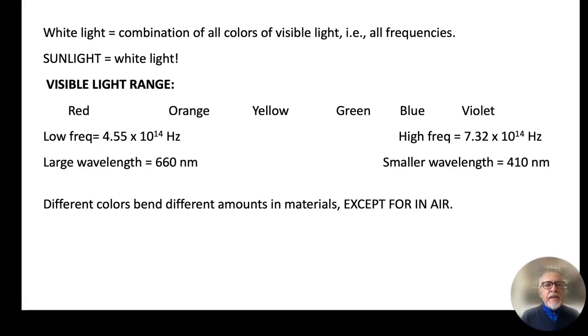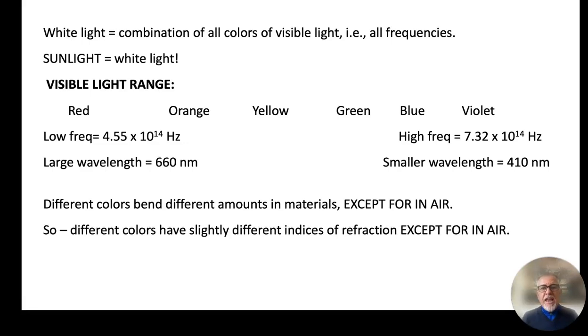Now, here's the idea of what goes on in a prism. The different colors of light bend by different amounts when they go through a border into a new material. The only exception to that is when light goes from vacuum to air. There is no bending of the different colors in air. They all have the same index of refraction in air, and in all other media they have different indices of refraction. And what this means is that n equals 1 for air for all colors.